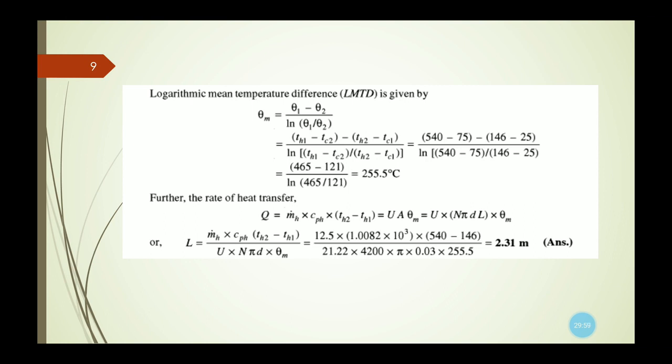So these are the steps to solve this numerical, where we have used the concept and the formula of the different dimensionless parameters like Nusselt number, Reynolds number and Prandtl number also. After that we have used the concept of the LMTD, and from that we have used the rate of heat transfer formula considering the LMTD and overall heat transfer coefficient.